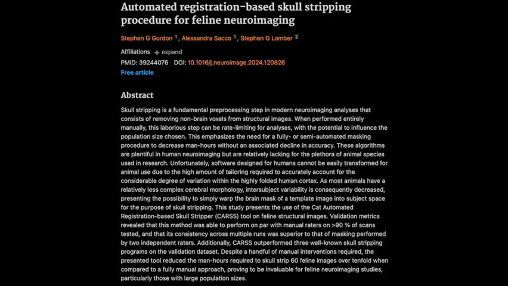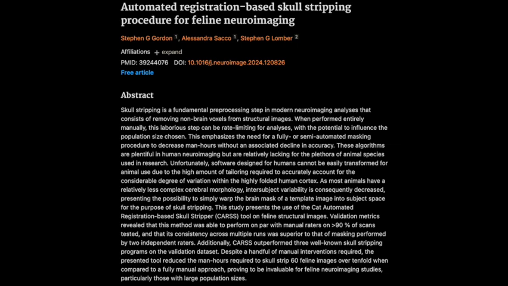So this new automated tool, CARS, is here to save the day, or at least save researchers a whole lot of time and headaches. You got it. And it's not just about saving time, though. That's certainly a bonus. Automated tools like CARS have the potential to significantly increase the accuracy and consistency of skull stripping. And that leads to more reliable research results.